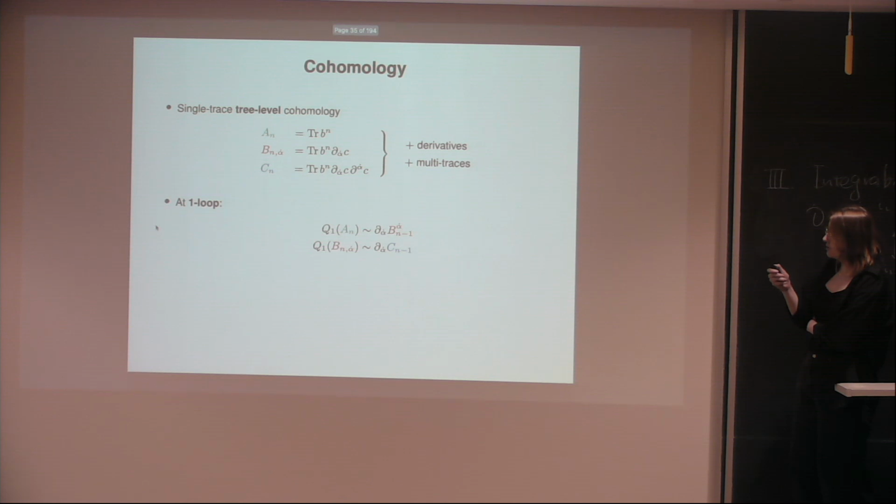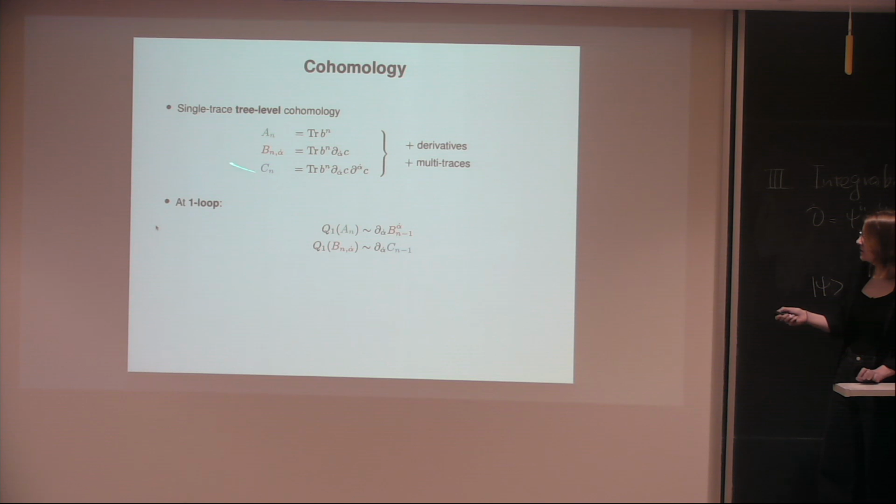It turns out that this tree-level cohomology receives quantum corrections. Some of the operators that are BPS at tree level are no longer BPS at the quantum level. There is a one-loop differential which relates some of these operators. For example, you can see that the A and B towers are no longer closed, and these derivatives are exact. The only operators that are still BPS at the quantum level are this C tower that includes the gaugino bilinear.